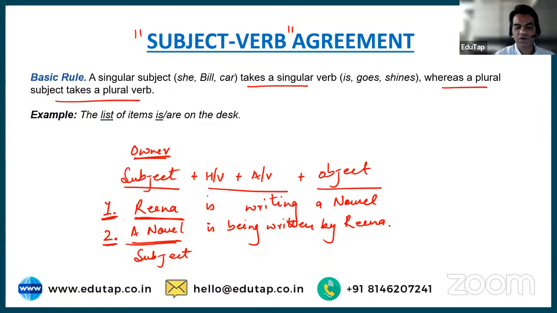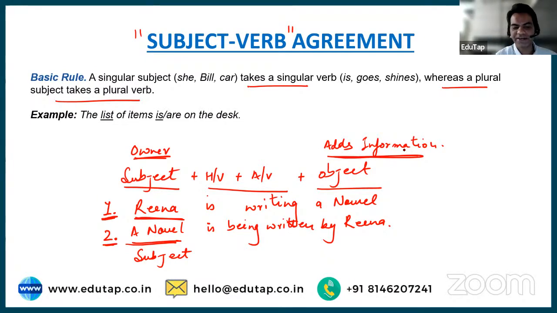So a subject is followed by a helping verb, then by an action verb, and then by an object. Now, what is an object? You should also understand what object basically means. Object is the word that adds information or necessary information to the sentence. That is what we call object.